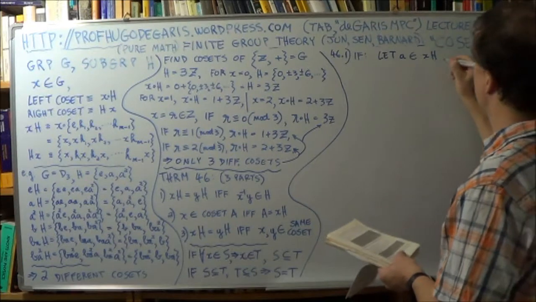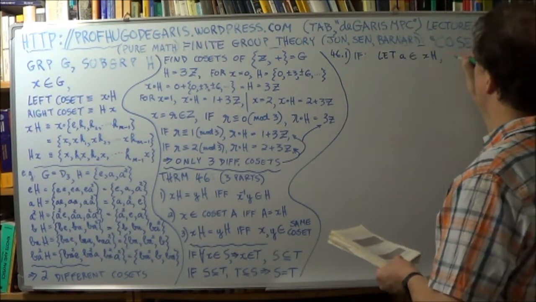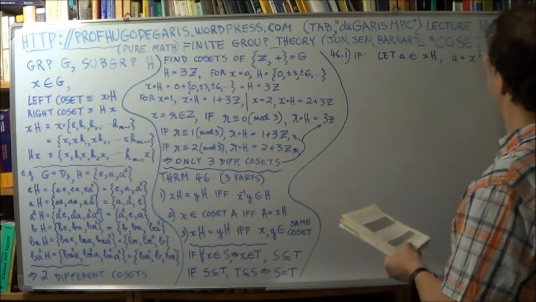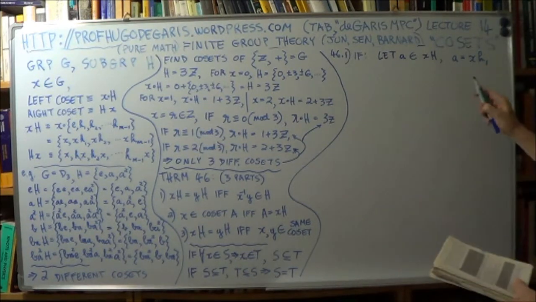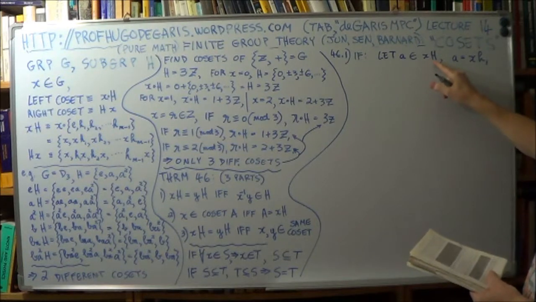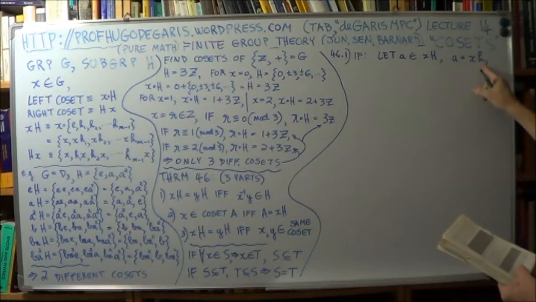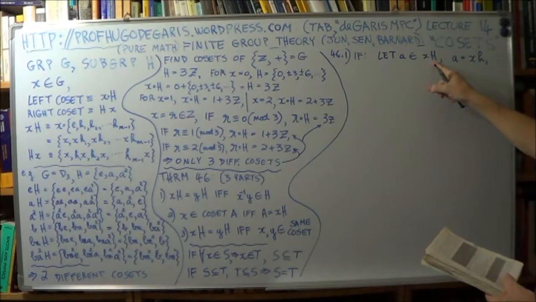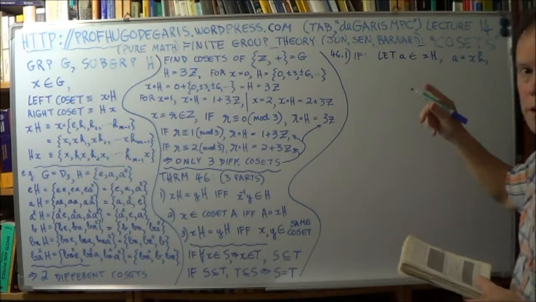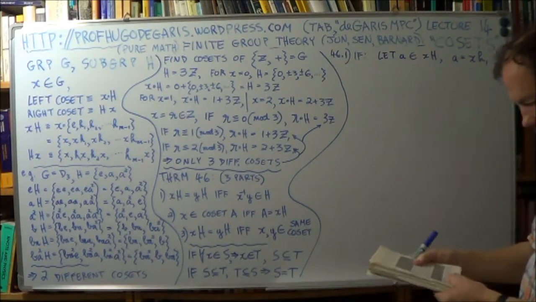So if A belongs to xH, then A must be of this form, because there will be some member, h1, let's say, of the subgroup H, so that A is equal to it. If that's not clear to you, give it a bit of thought. So A must be of that form. All right.